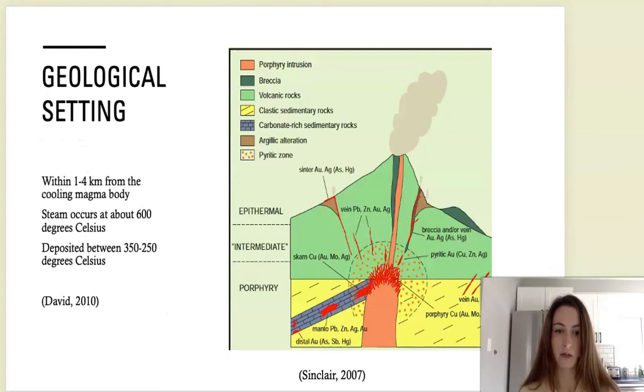Alteration and ore mineralization occurs between 1 and 4 kilometers depth above a cooling magma reservoir that can be located in the lower crust, like 6 to 8 kilometers. Porphyry copper deposits are associated with shallow intermediate complexes, and they form as a result of fluids derived from crystallized magma or reservoirs. Some fluids can even come from reservoirs that are 8 to 20 kilometers deep, and they're intermediate in composition in the magmatic arc environments. The image shows the location of the porphyry copper deposit in a volcanic zone, and steam occurs at about 600 degrees Celsius, and then the minerals are deposited between 350 and 250 degrees Celsius.